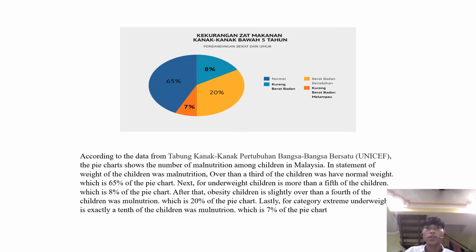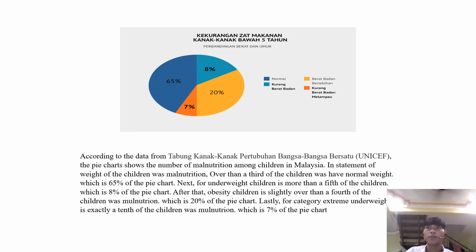Next, underweight children are more than a fifth of the children, which is 8% of the pie chart. After that, obese children are slightly over a fourth of the children, which is 20% of the pie chart. Lastly, for the category extreme underweight, it is exactly a tenth of the children, which is 7% of the pie chart.